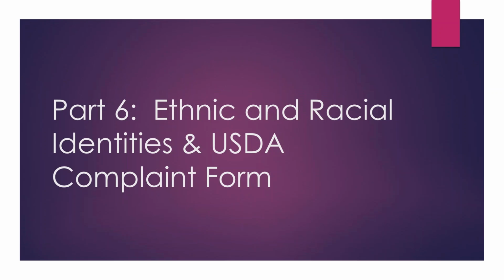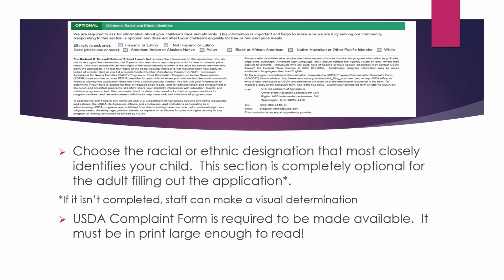Part 6, Ethnic and Racial Identities and the USDA Complaint Form. So this part is optional. The question allows the applicant to check the racial or ethnic designation that most clearly identifies with their child. So again, this section is completely optional for the adult filling out the application.